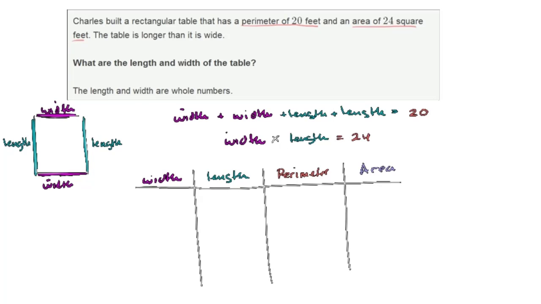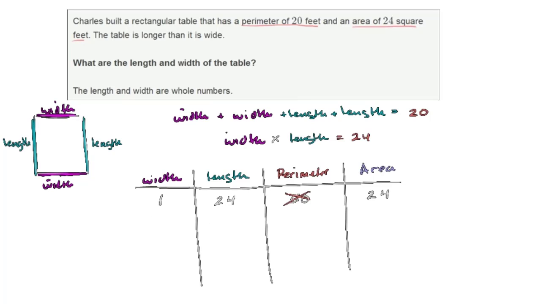Well, it could be 1 and 24. So this literally could be a width of 1 and a length of 24. 1 times 24 is 24. And they tell us that the length is longer than the width, that the table is longer than it is wide. So we want the larger number under length. So let's see, 1 times 24 is 24. But what is 1 plus 1 plus 24 plus 24? Well, that's going to be 2 plus 48, which is 50. So this doesn't meet our condition that the perimeter is 20. So let's cross that out. So this one right over here does not work out.